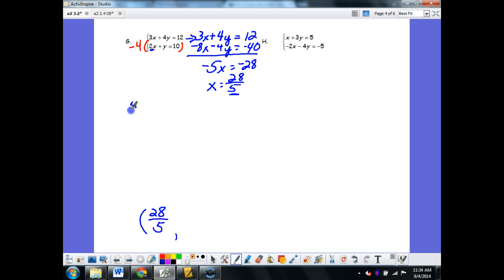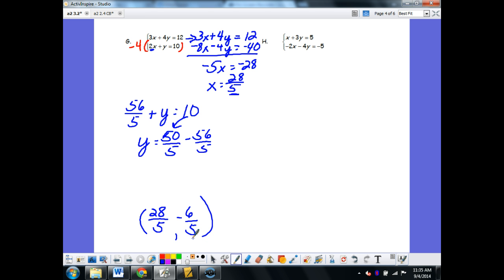2 times 28 fifths is 56 fifths, plus y is equal to 10. So then y, I'm going to subtract 56 fifths from both sides. Well, 10, I need a common denominator, is the same as 50 fifths. So I get negative 6 fifths for the y value.